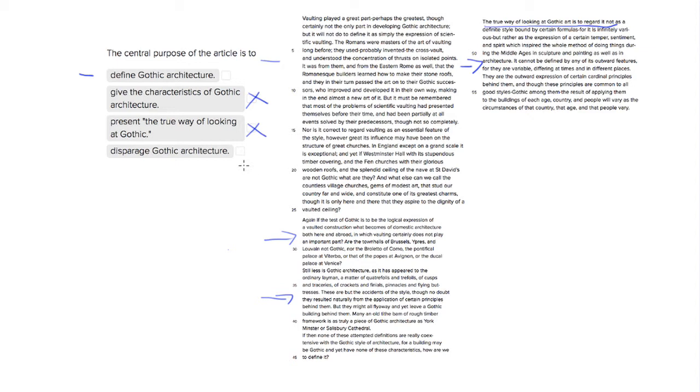And choice 4, to disparage Gothic architecture. There's nothing negative about Gothic architecture. In fact, the author seems somewhat impressed, at least, by Gothic styles. So that's not good. So the most broad choice is going to actually be our answer. So the article will work to define Gothic architecture.